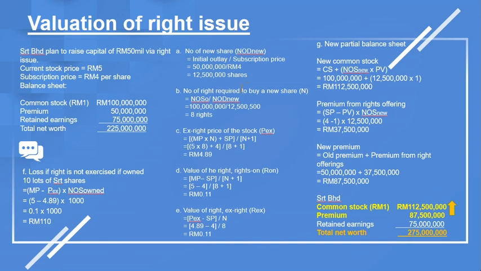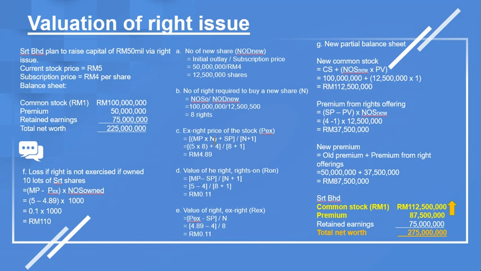And we proceed with the number of rights required to buy new shares, which is N. This is determined by taking the number of shares outstanding divided by the number of new shares, which is 100 million divided by 12.5 million. And ultimately you will see that the investor will need 8 rights for each new share from this rights issue.